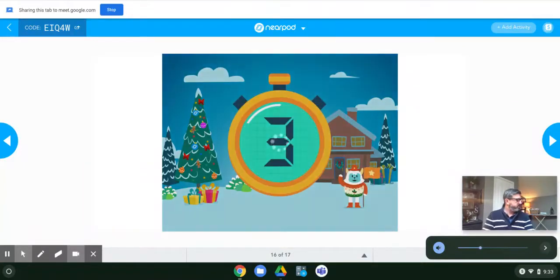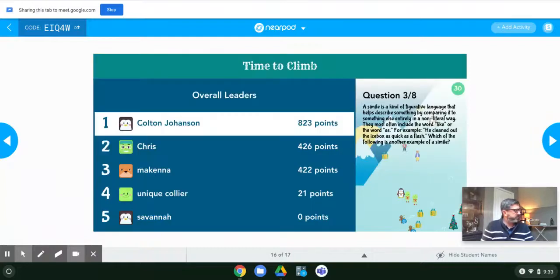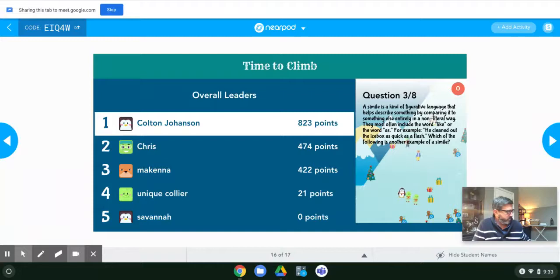All right, next. A simile is a kind of figurative language that helps describe something by comparing it to something else entirely in a non-literal way. They most often include the word like or as. For example, he cleaned out the icebox as quick as a flash. Which of the following is another example of a simile? John was just as fast as Kate, so the race was a tie. Her crime was a heavy weight around her neck. They aren't as smart as they think. She ate the cake like a vacuum cleaner sucking up dust.